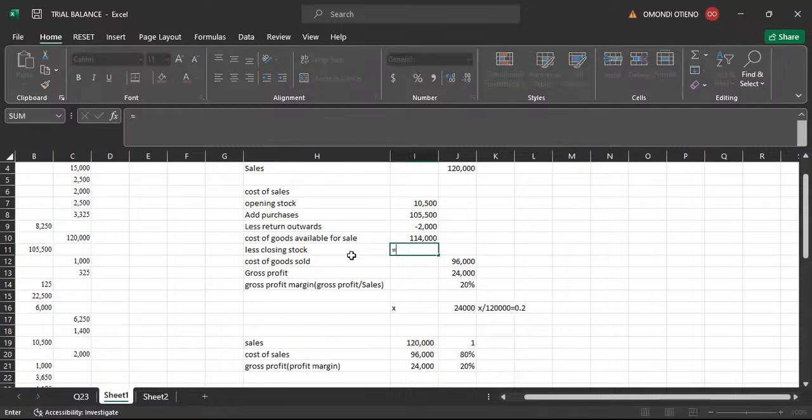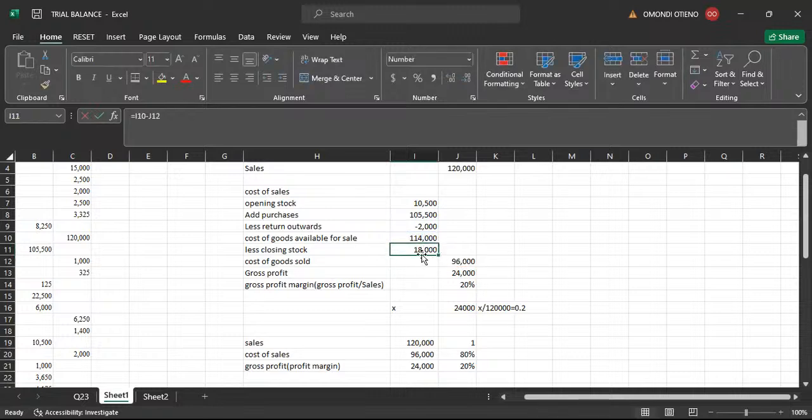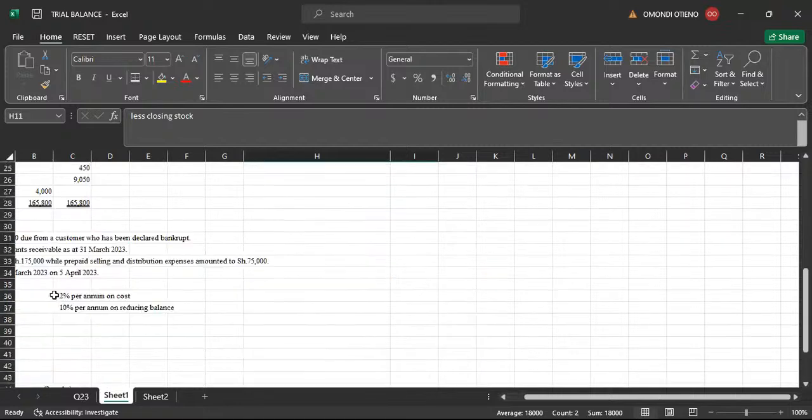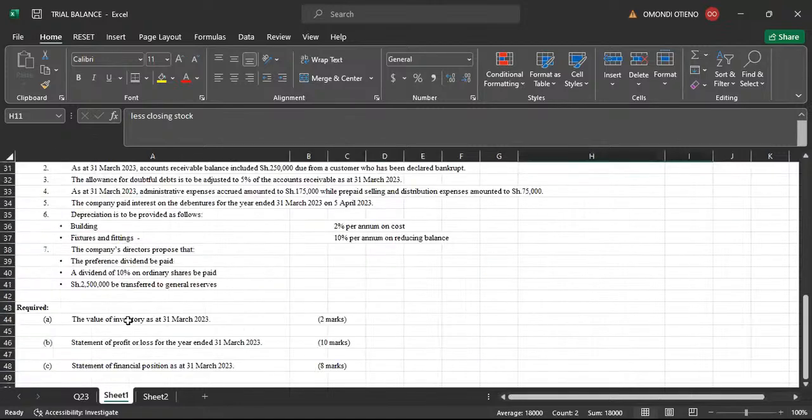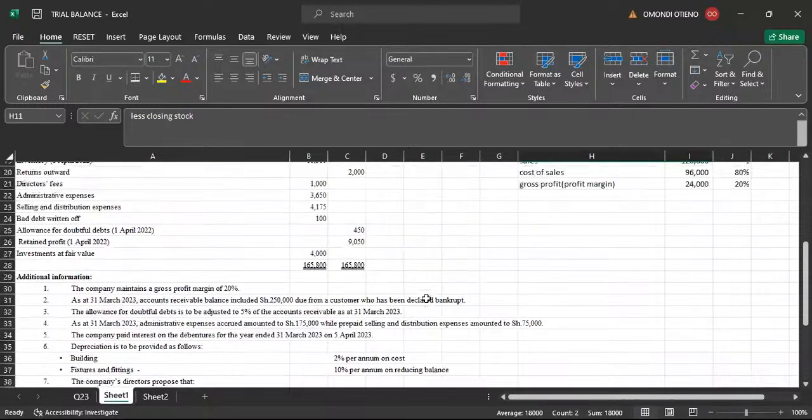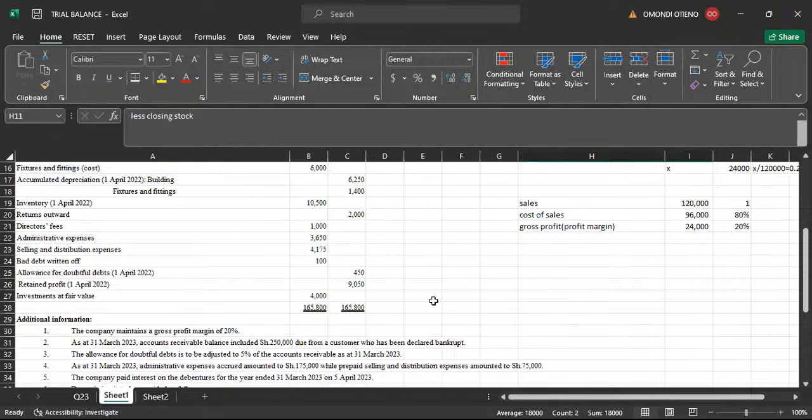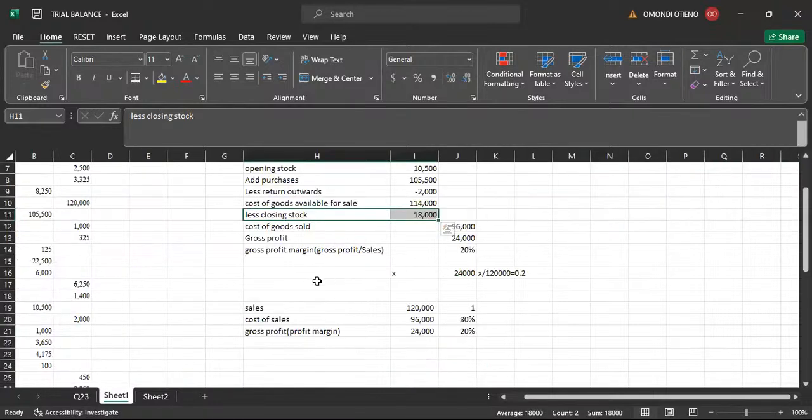So I simply come here and say 144 minus this 190 or minus 96, I'll be able to get the real figure, the 18,000 that I'm looking for, that closing stock. So this one here is what you are required to calculate in part 1 of that question, because you know it will be a balance sheet item which we need to have in place.